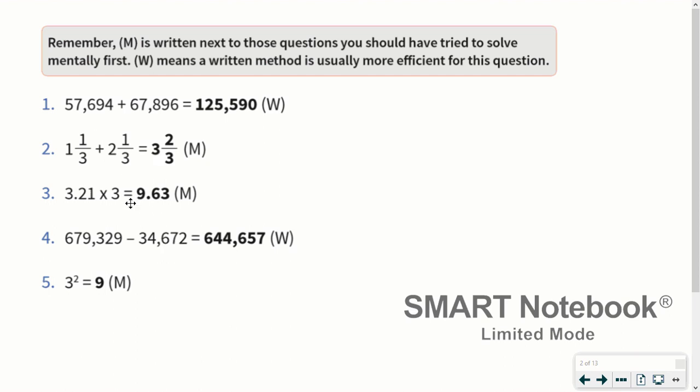The third one, 3.21 times 3. You could have done it written if you wanted, but really just times each of the numbers by 3, so 3 times 3 is 9, 3 times 2 is 6, 3 times 1 is 3, then 9.63. Fourth one, again, lots of exchanging, so I would have done it written to get an answer of 644,657. And then the last one, 3 squared, is 3 times 3, which is 9. So hopefully we were okay with those and have warmed up mathematically now.